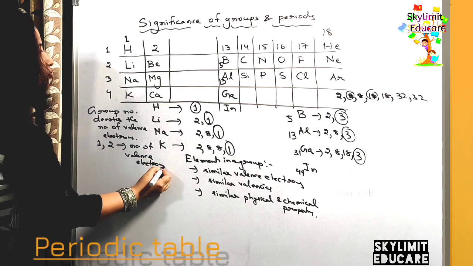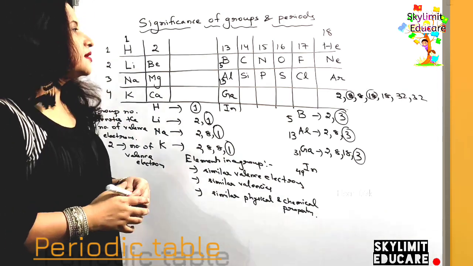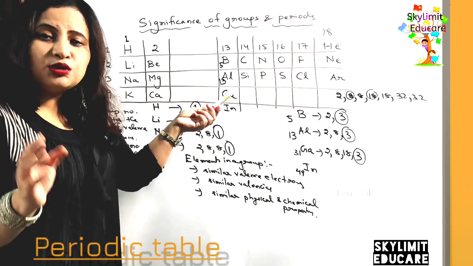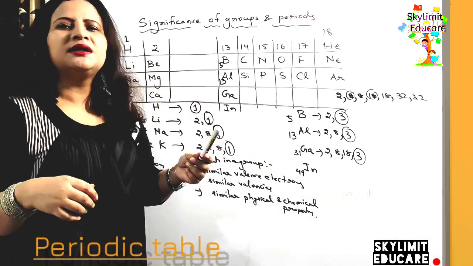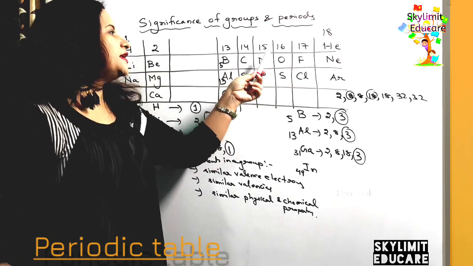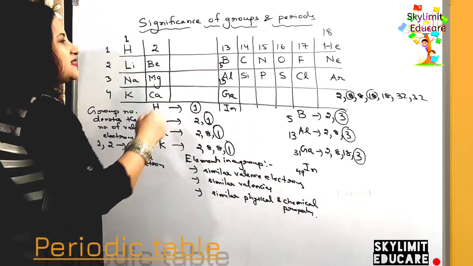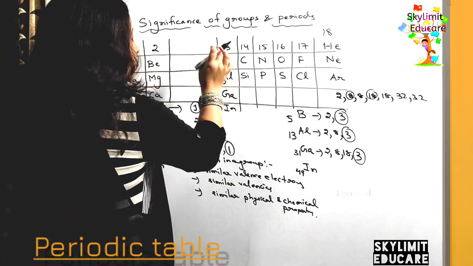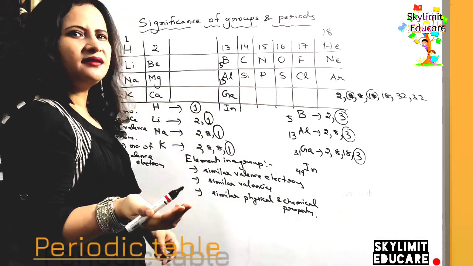Elements falling in group 2 have 2 valence electrons in their outermost shell, right? Elements falling in group 13, do they have 13 valence electrons? No. So here what you will do is subtract 10 from 13. For each of 13, 14, 15, 16, 17, 18, you are going to subtract 10. Like, what is the number of valence electrons in group 13? 13 minus 10, 3.